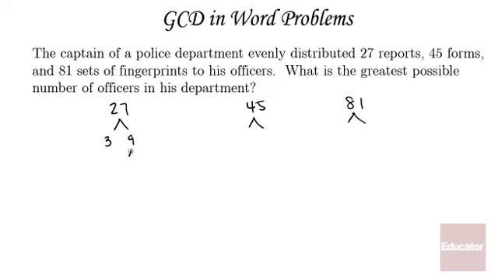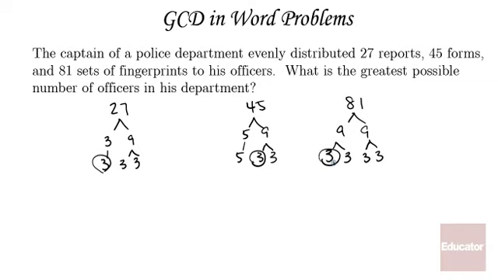So we have 3 times 9, which breaks into 3 times 3 times 3. We have 5 times 9, 3 times 3, and 5. And we have 9 times 9. This is a 3 here. So they all share a 3, and they all share another 3. These two numbers, 27 and 81, share another 3, but it's not shared by the 45. So we can't count that as one that they all have in common. So let's just take one set, which is 3 times 3, and that's 9.